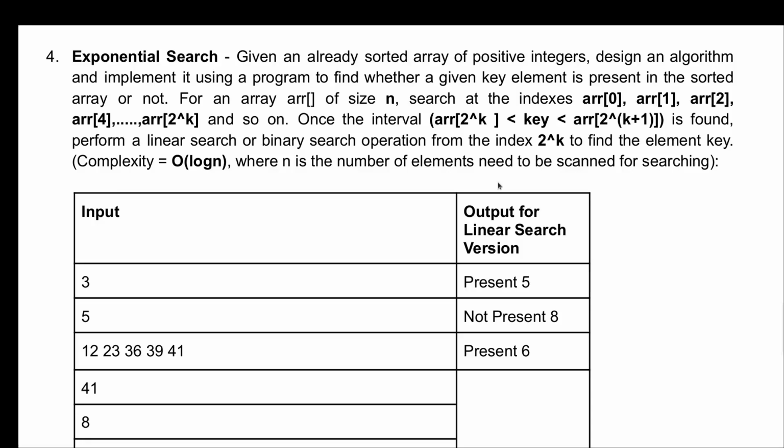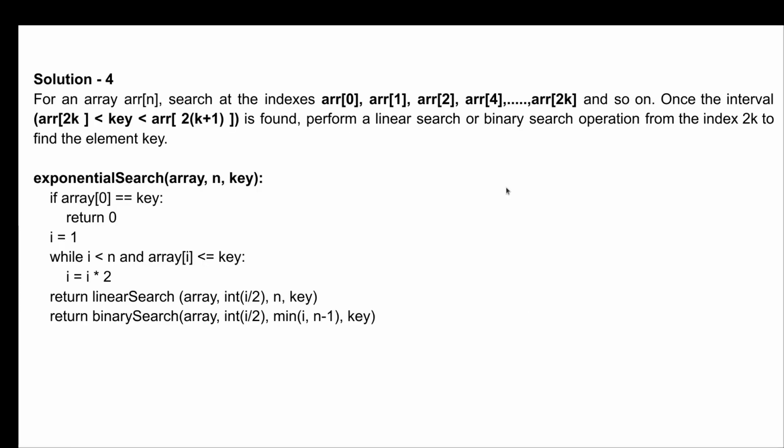Now let's go to the pseudocode. Here is the pseudocode of exponential search. We start with the 0th element. If we find the element, we return 0. Otherwise, we go to 1. And if the index is less than n, where n is the length of the array, and the element is less than or equal to the key, we keep on doubling the index.